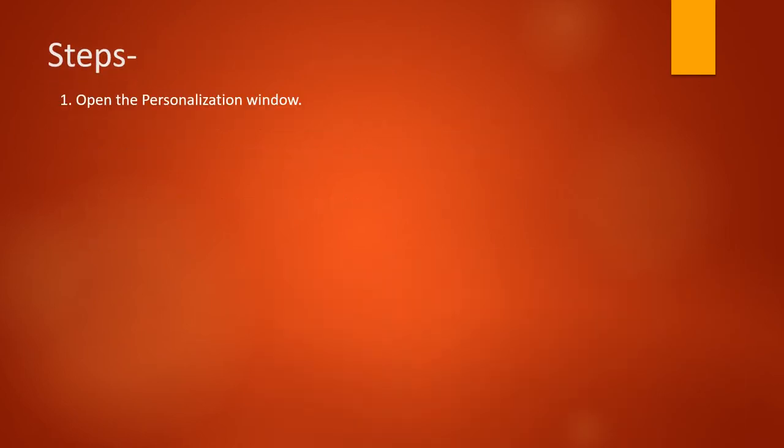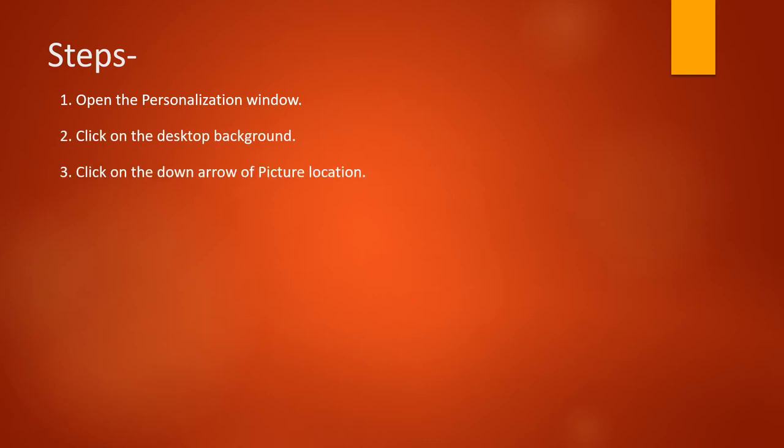What are the steps, children? Open the personalization window. You already know where is personalization window. You have to click Control panel and you will get Appearance and Personalization window. Click on Desktop Background. Click on the down arrow of picture location. In the desktop background, you will get different pictures. So you have to click the down arrow so that you can get all the view of the pictures.